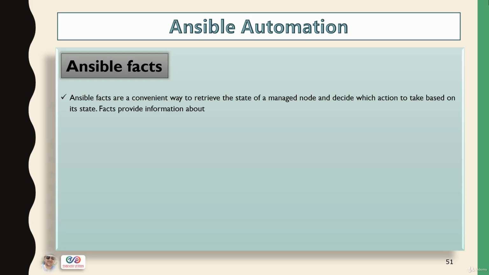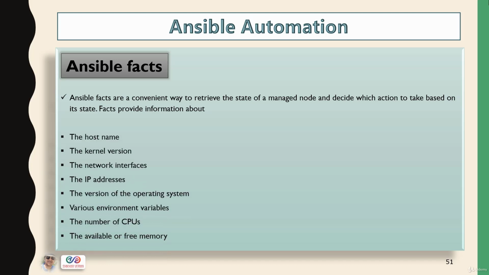Ansible facts are a convenient way to retrieve the state of a managed host and decide which action to take based on its state, like host name, the kernel version, the network addresses, IP addresses, the version of the operating system, various environmental variables, the number of CPUs. So I've just taken a few examples.